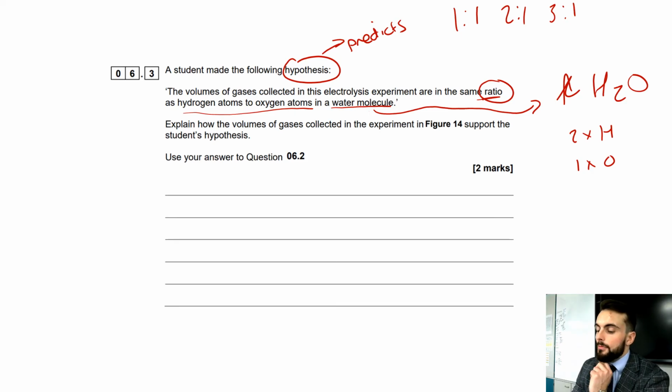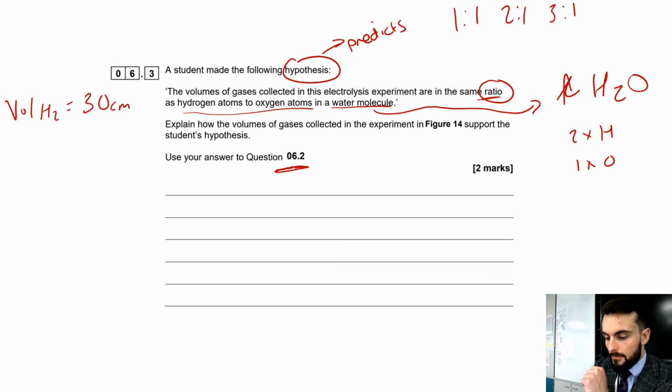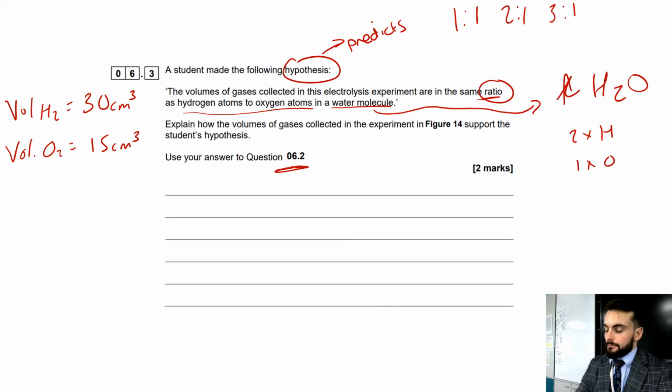And it says, explain how the volume of gases collected in the experiment, Figure 2, the diagram earlier, supports the student's hypothesis. So use the answer that you did for question 0.02.2, the volume of gases question that we did before. If you remember correctly, the volume of hydrogen was 30 centimeters cubed, and the volume of oxygen was 15 centimeters cubed. Now let's figure out the ratio of hydrogen to oxygen atoms in a water molecule. It's 2 hydrogens to 1 oxygen, so the ratio is 2 to 1.